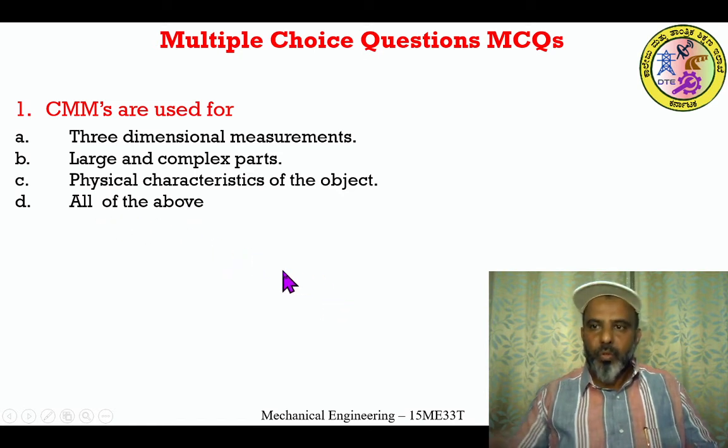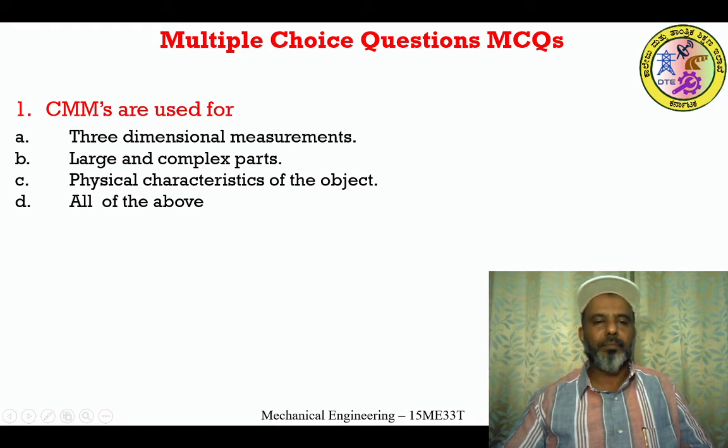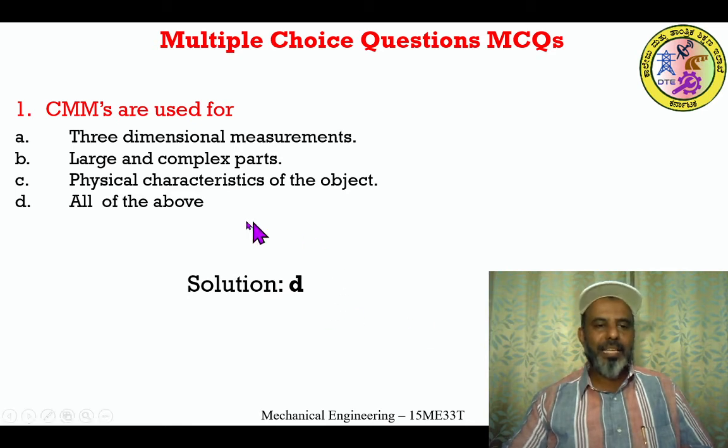Just think, within 15 seconds, if you are not going to recall, the answer will appear on the screen. Yes, you think the CMMs are generally used for 3-dimensional measurements? Yes. Large and complex parts? Yes. Physical characteristics of the object? Yes. And the answer is D, all of the above. From these 3, it is generally employed for 3-dimensional measurements, large and complex parts, and physical characteristics of the object. Therefore, the answer is D.